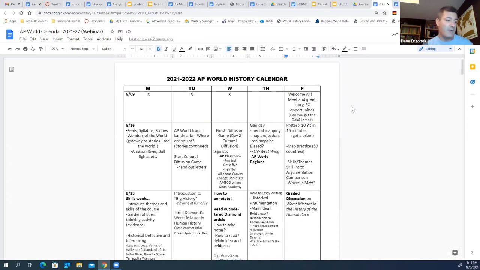Now, one of the things I would suggest you do in order to learn how to balance skills and content, and I mentioned this before, but one of the first things I'm going to talk about and spend a little bit of time on is to establish a calendar. This is my 2021-22 AP World History calendar. This will be shared with you. You guys will be able to look at this and have this. And this is basically what I do every single day.